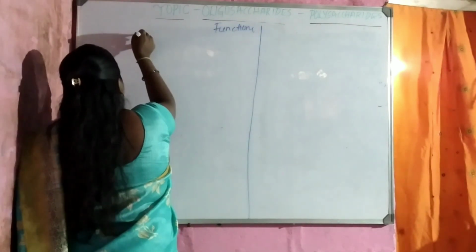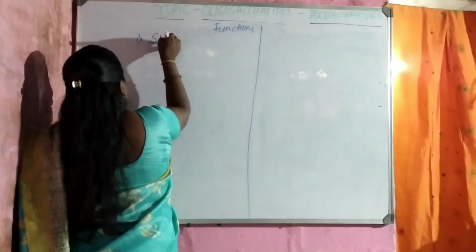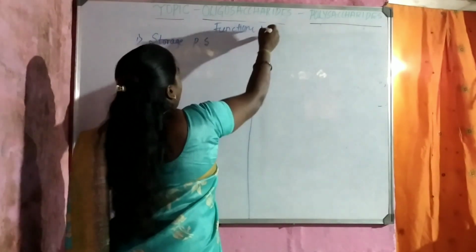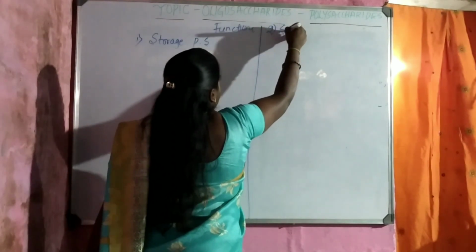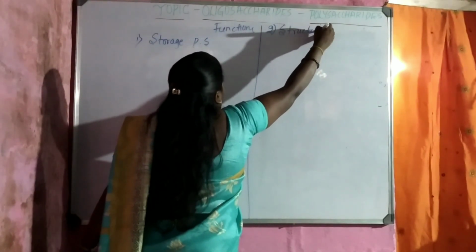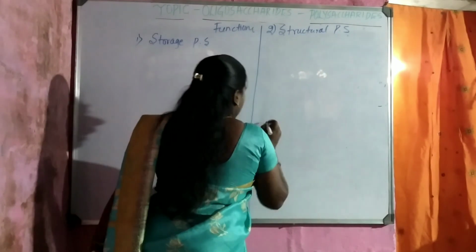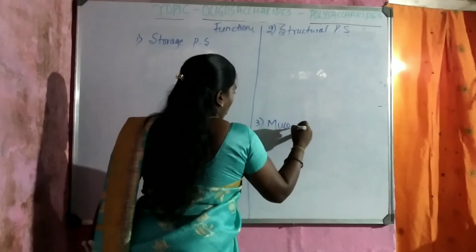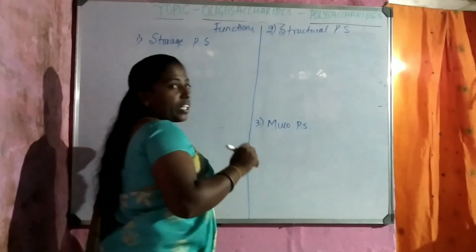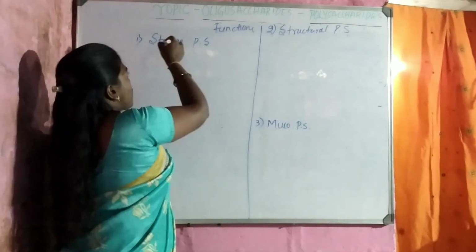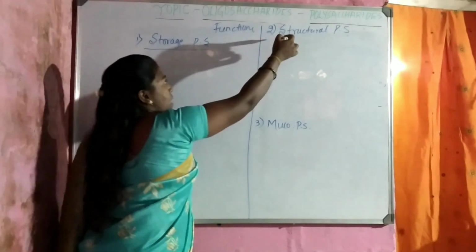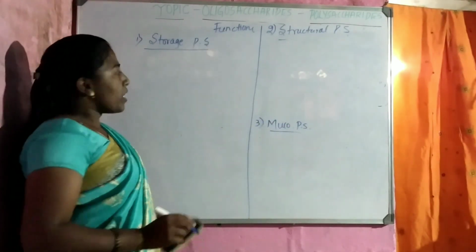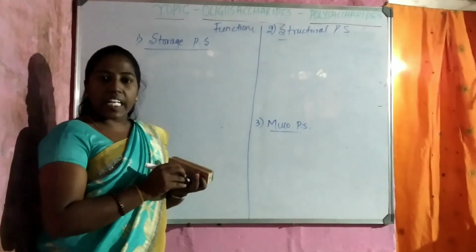The first one is storage polysaccharide. The second one is structural polysaccharide. And the third one is mucopolysaccharide. So based on function, there are 3 types: storage polysaccharide, structural polysaccharide and mucopolysaccharides. First, let us see about storage polysaccharide.